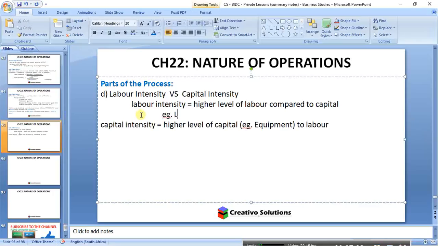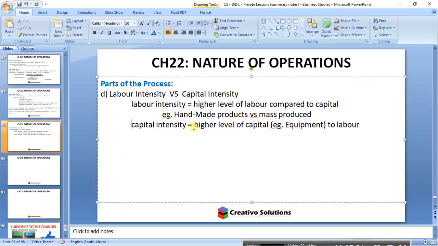E.g., handmade products versus mass-produced. Capital intensity, a lot of the same goods produced at scale, at a larger scale. Mass production.